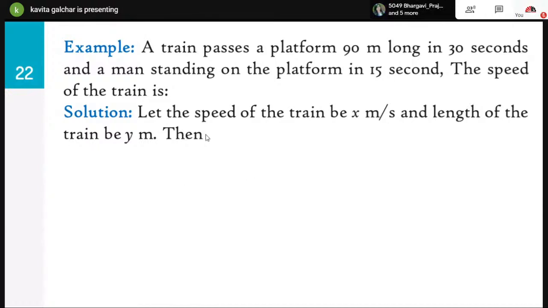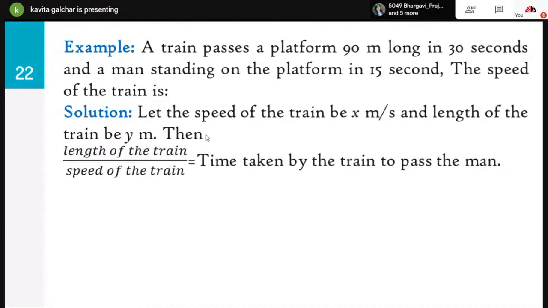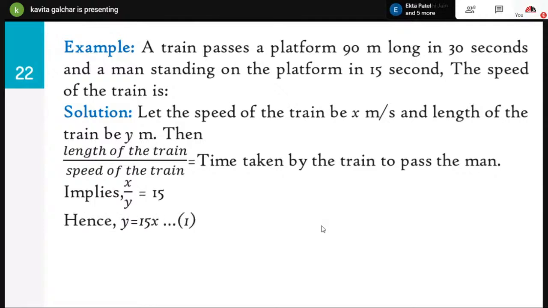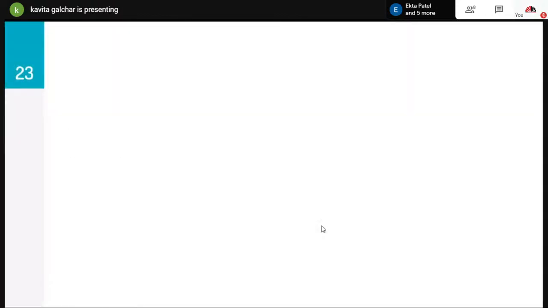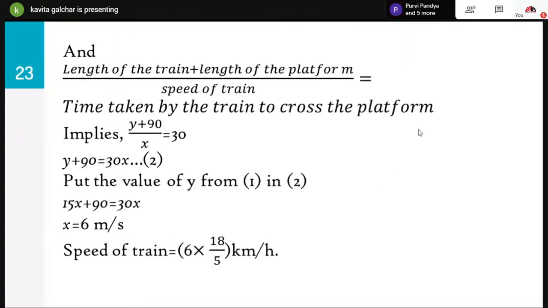Then length of the train upon speed of the train will be the time taken by the train to pass the man. Implies y upon x is equal to 15. Hence, y will be 15x. And length of the train and the length of the platform upon speed of the train would be the time taken by the train to cross the platform.